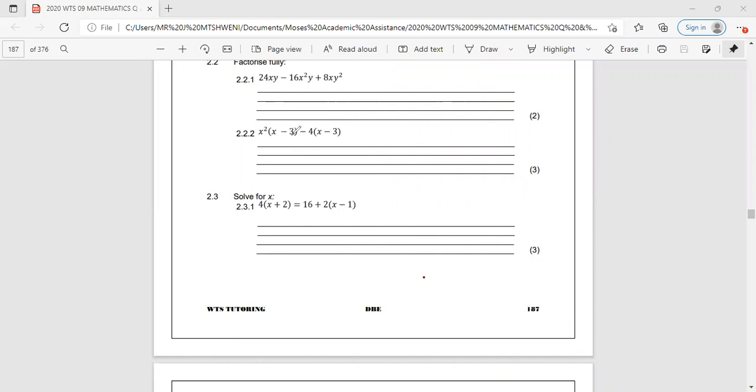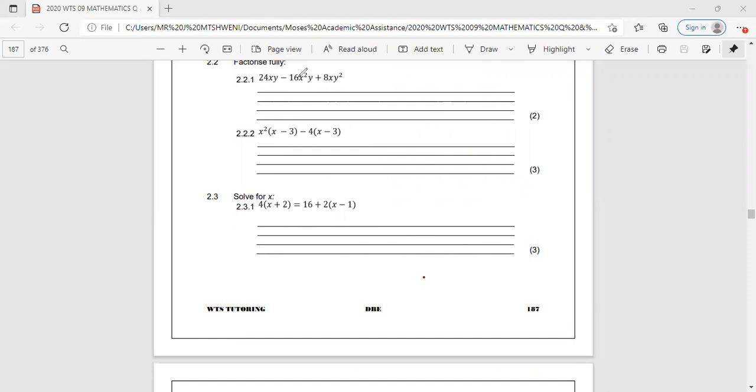They say factorize fully. So what you're going to do, you're looking for the highest common factor first. When you're dealing with factorization, you should be good at finding the highest common factor or understand the concept of finding the highest common factor. Here, we're given 24, 16, and 8. Which one is the highest common factor? What is the highest common factor of this value?